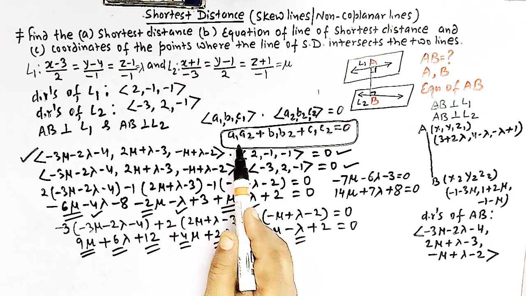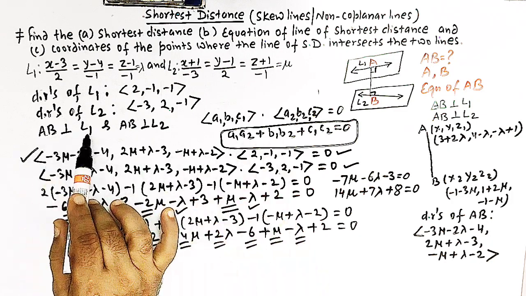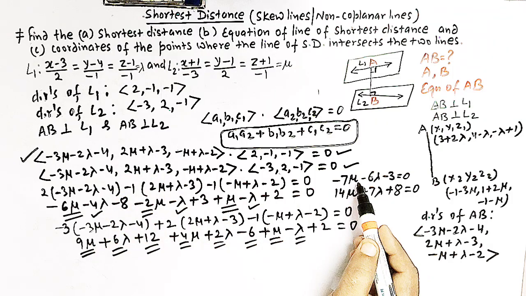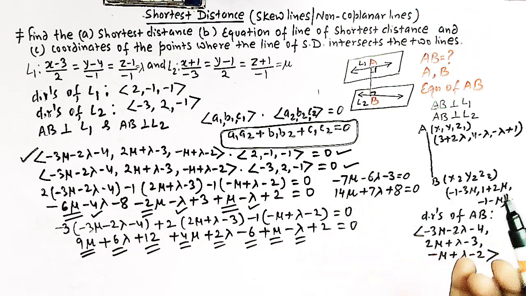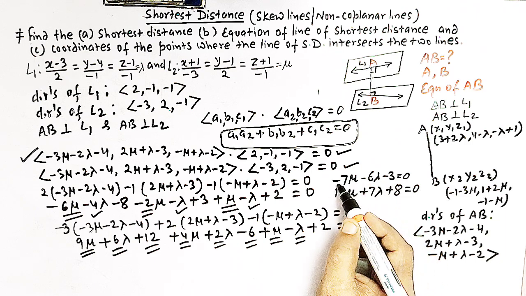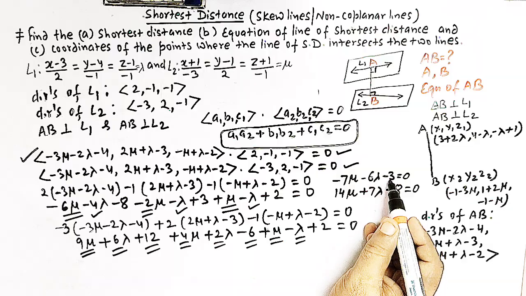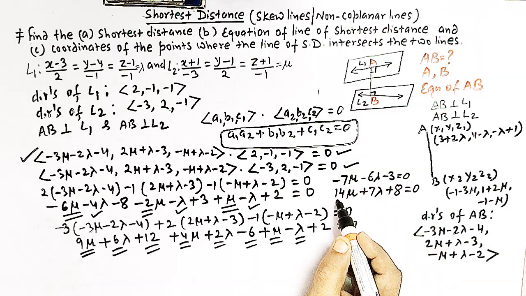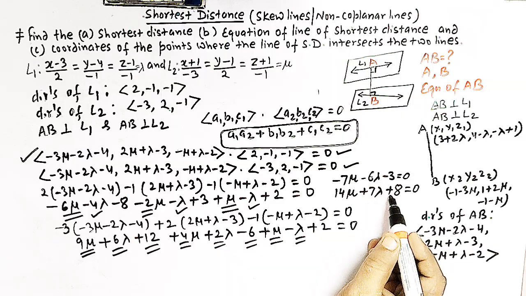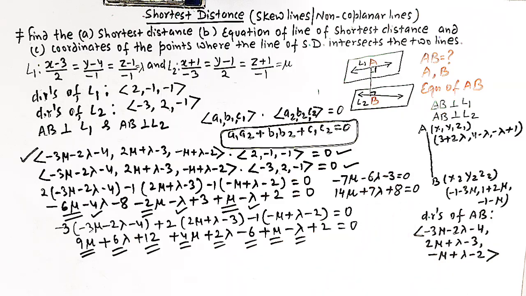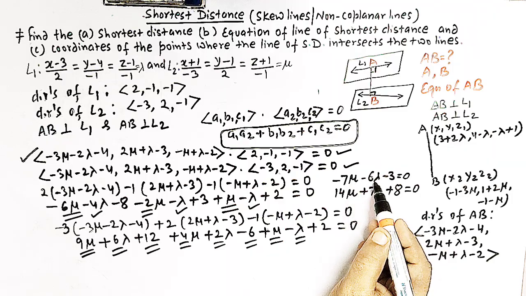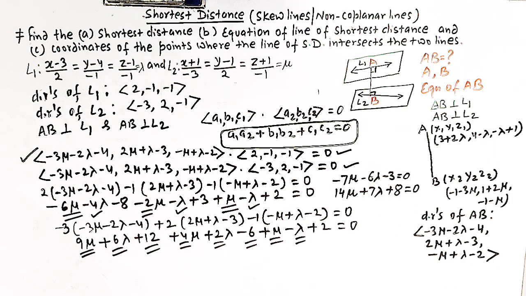So now using this condition, that is AB is perpendicular to L1 and AB is perpendicular to L2, we have two linear equations in mu and lambda. So the first one is minus 7 mu minus 6 lambda minus 3 is equal to 0, and the second one is 14 mu plus 7 lambda plus 8 is equal to 0. So let us now solve these two linear equations in mu and lambda to get the value of mu and lambda.